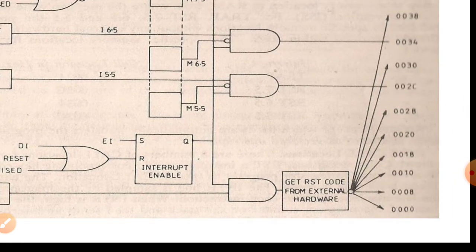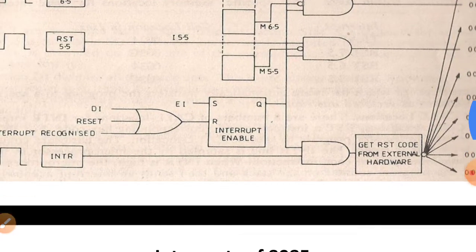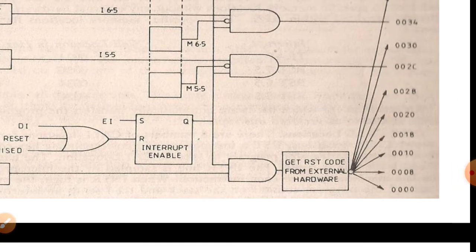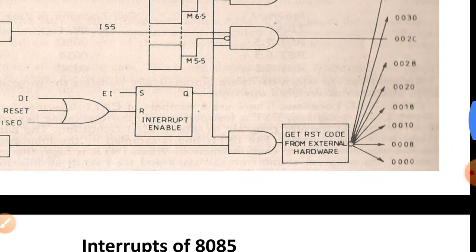Whenever we were discussing subroutines, we also told you that there are 8 RST instructions. RST stands for restart instruction, and these RST codes have different call addresses. So, if it is RST 0, it will move to 0000. For every RST instruction, there is a separate address assigned. In case of RST 5.5, 6.5, 7.5 and TRAP, we have separate addresses, but whenever any device wants to interrupt through the INTR line, it also needs an RST instruction to be included in the program, and accordingly it moves to that particular address.